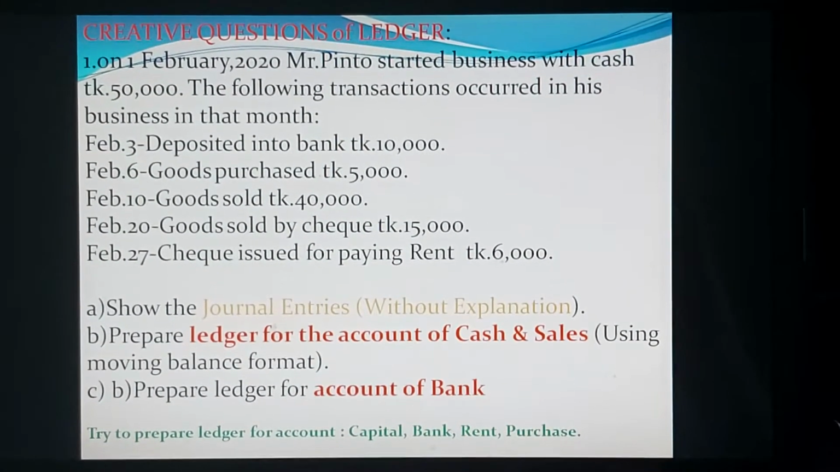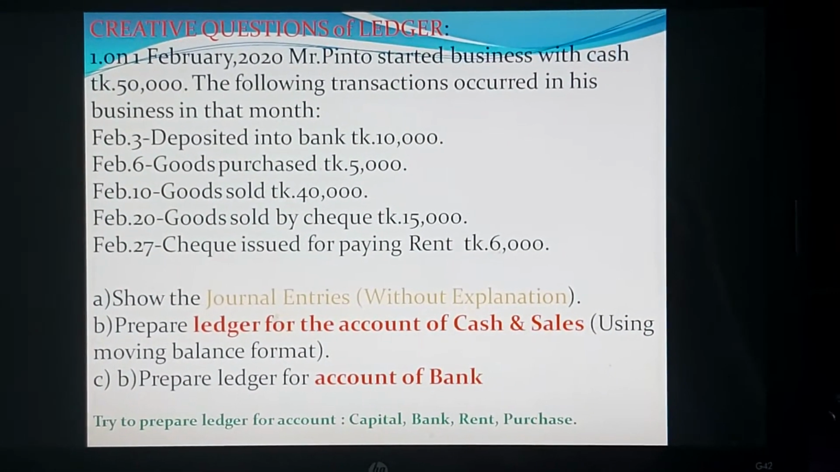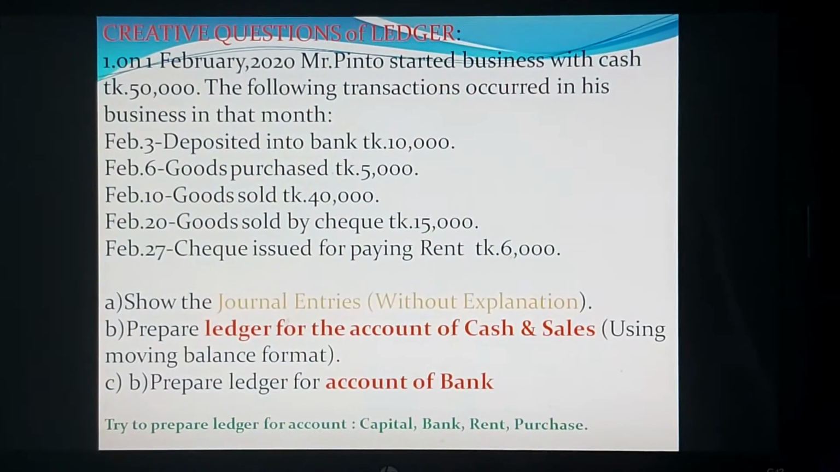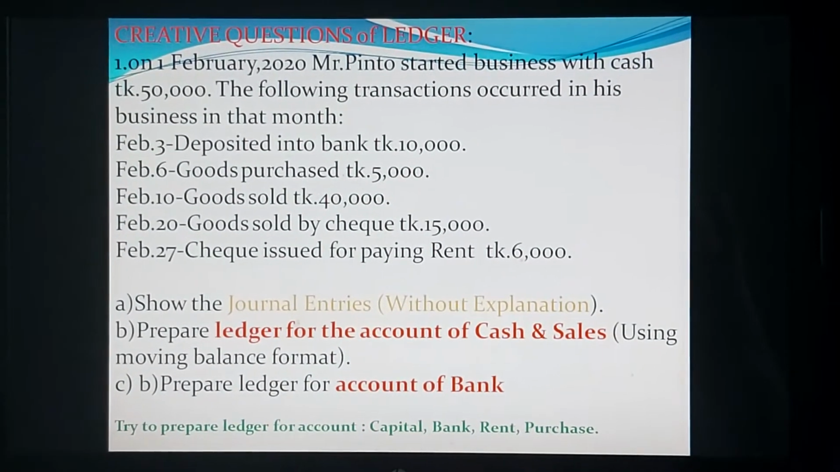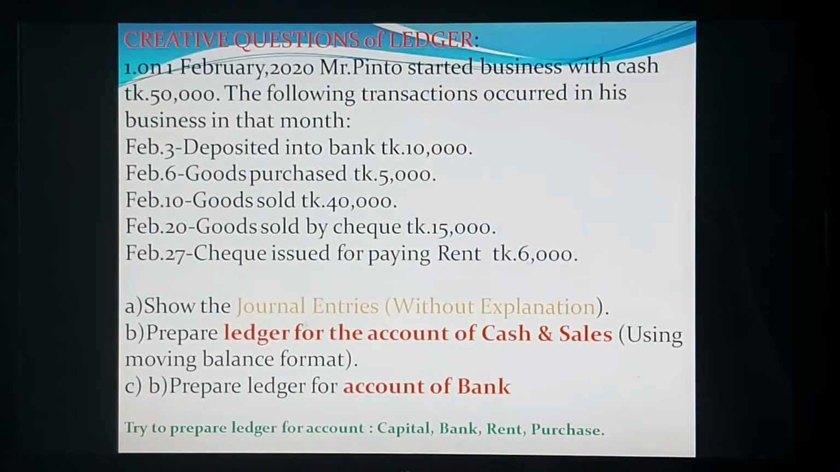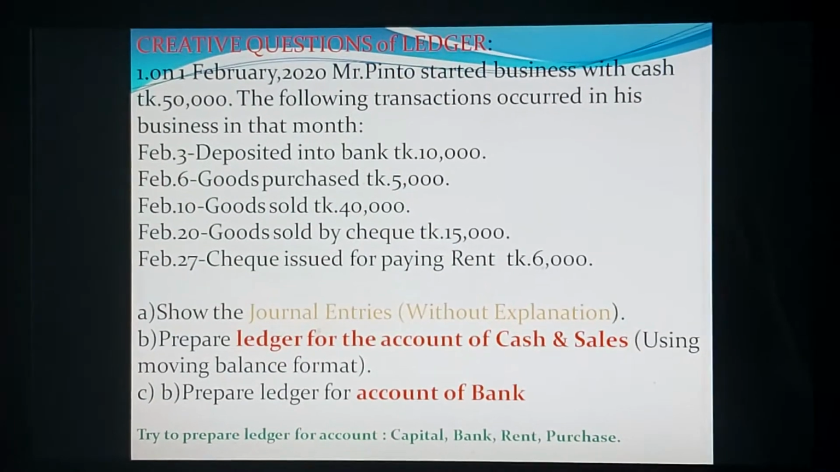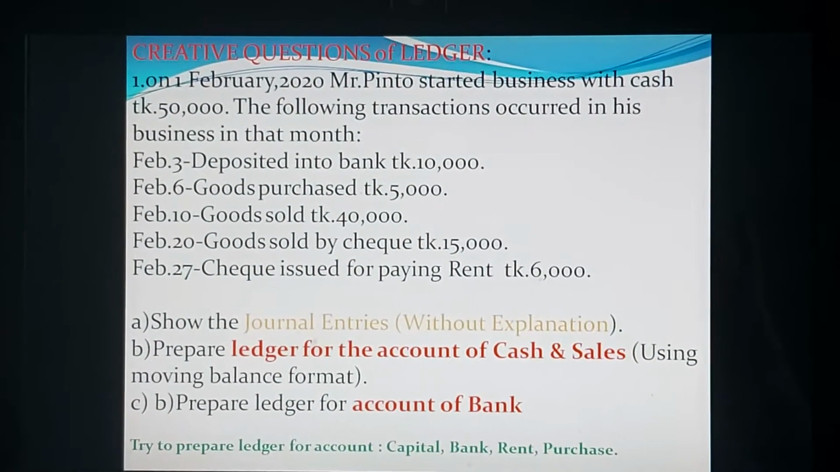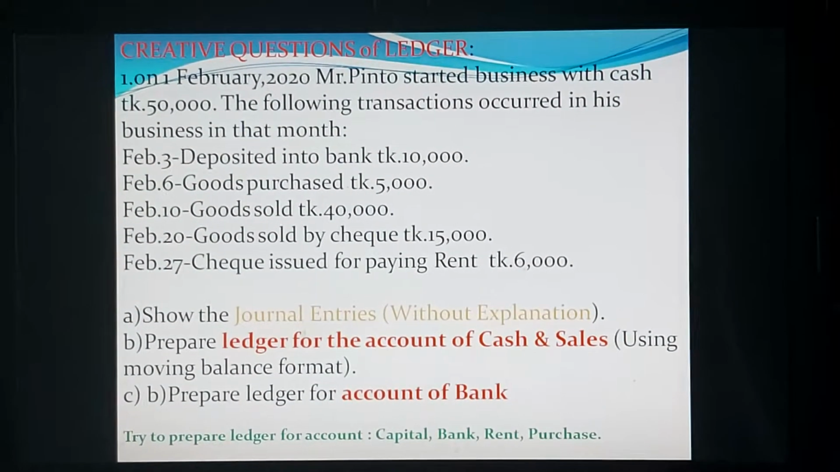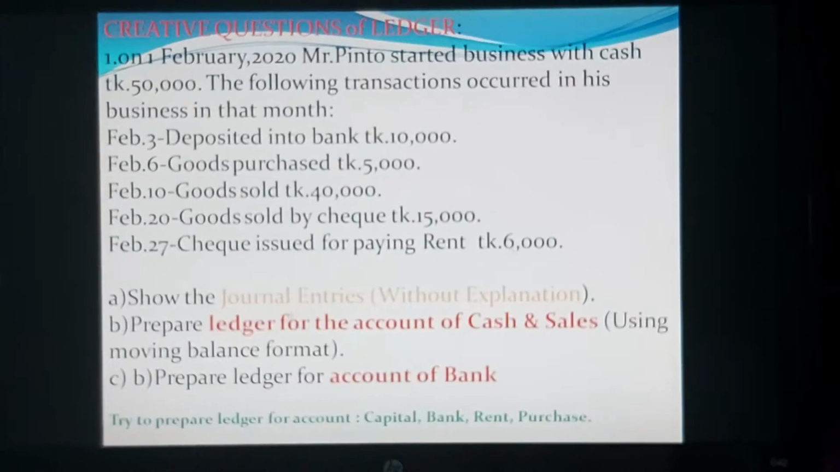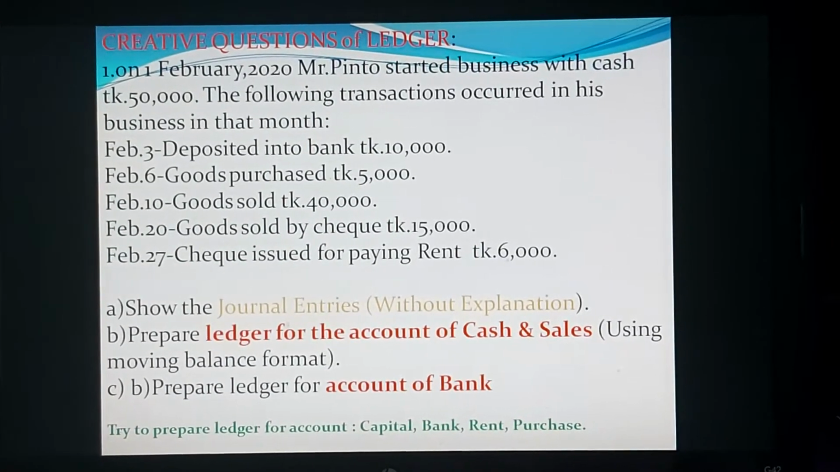From this stem, you have 3 requirements. Requirement A, show the journal entries in brackets without explanation. Requirement B, prepare ledger for the cash account and sales account using moving balance format. Requirement C, prepare ledger for the bank account. Okay, you can write in a hurry.